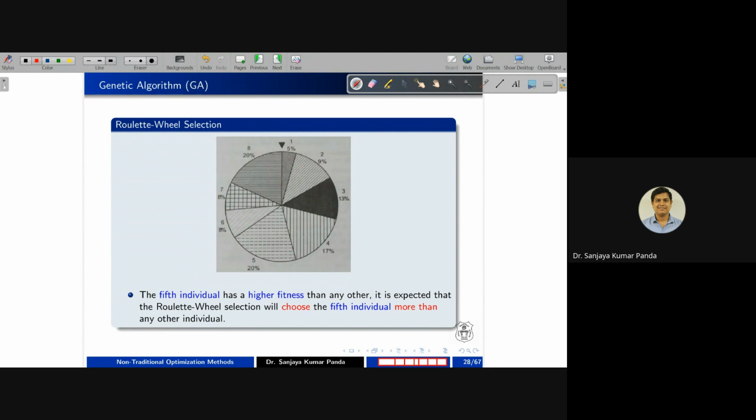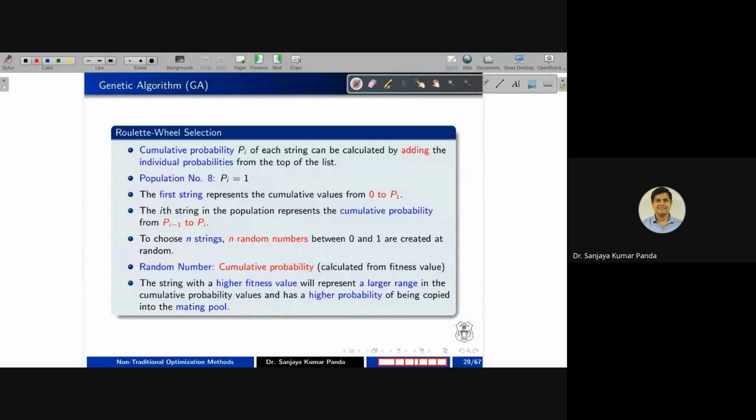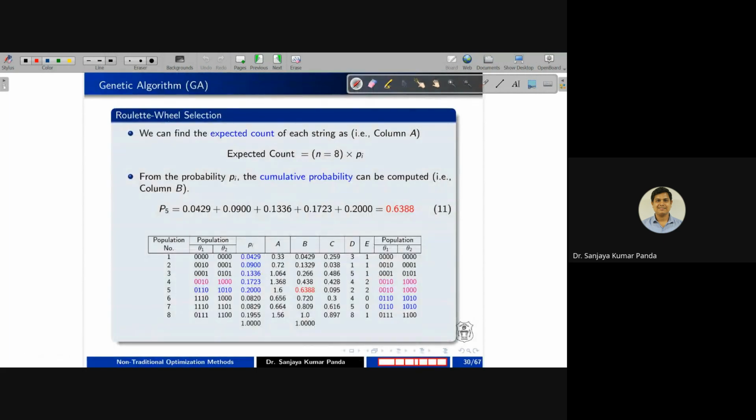In roulette wheel selection we calculate the cumulative probability, because, as I told you, the number of populations we have considered here is 8. After the process of selection I also want 8 chromosomes, but these 8 chromosomes and the earlier 8 chromosomes are not the same. What I am going to do is replace some of the chromosomes with some other chromosomes, as I will tell you in this process. So we are calculating the cumulative probability. You can see here the cumulative probability.